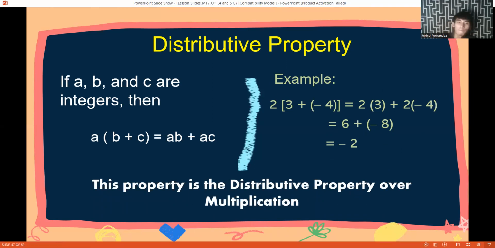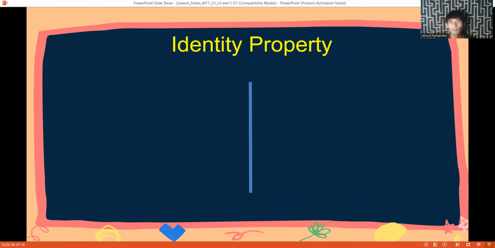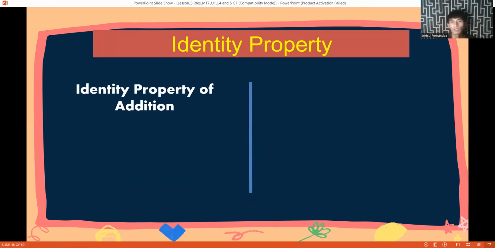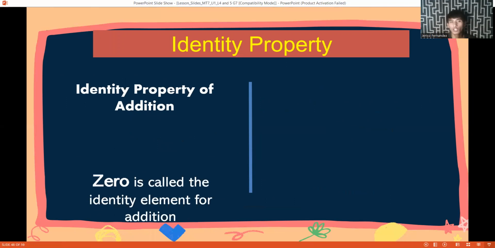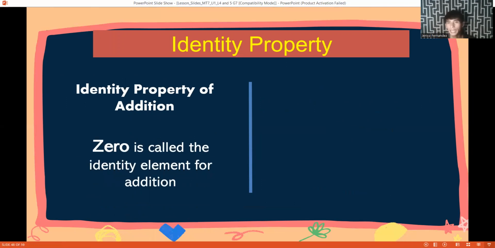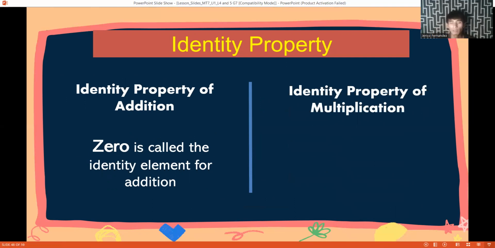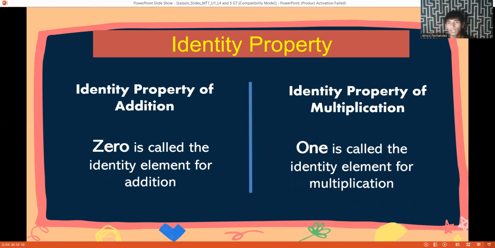Okay? So we also have the identity property. Identity property of addition, we have 0 as the identity element. Again, the identity element for addition of identity property, we have 0. While in multiplication, the identity element is 1. Sa addition, identity element 0. Sa multiplication, identity element is 1.